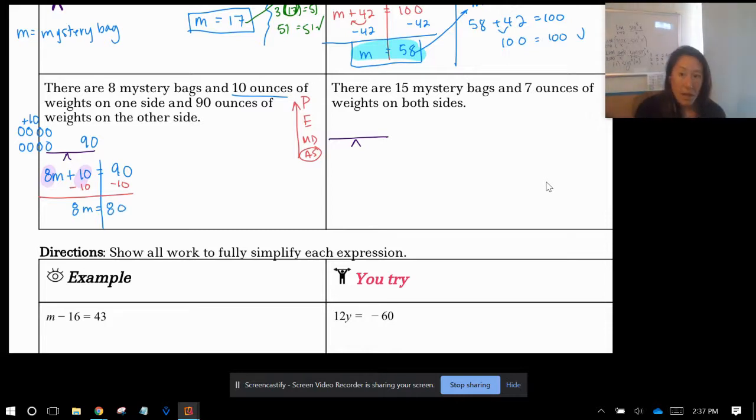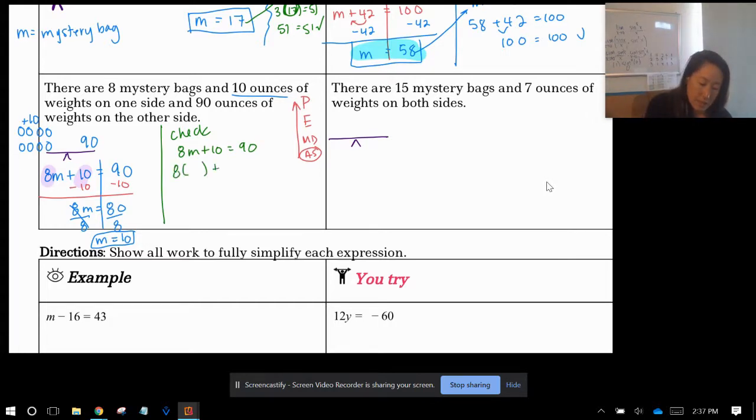80. Now I'm going to divide both sides by 8. So 8 divided by 8 is 1, so I get 1M is equal to 10. Okay, let's check our work. So 8M plus 10, I start by rewriting my equation, and then I substitute in my answer for M. So 8 times 10 is 80, plus 10 is equal to 90. So 90 is equal to 90. Look, that checks out. So that is my answer. M is equal to 10.